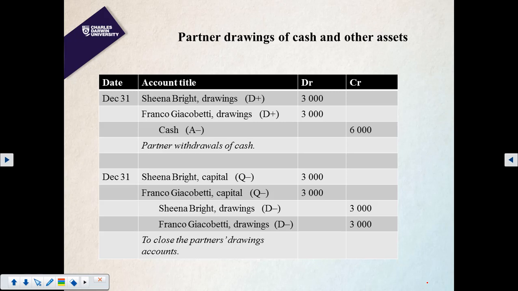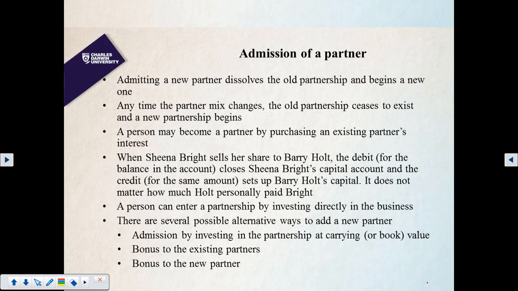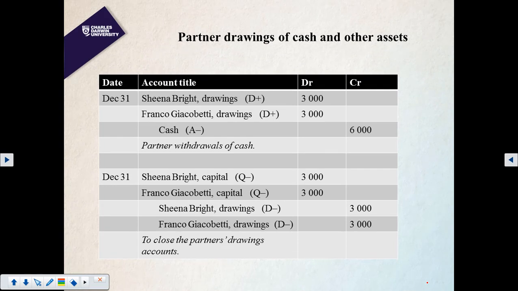So if the partners are drawing from the business, let's go quickly with this. Any problem with the previous calculation? No? Okay. If the partners are drawing from the business, of course the drawing is going to be debit, and cash is going to be credit.